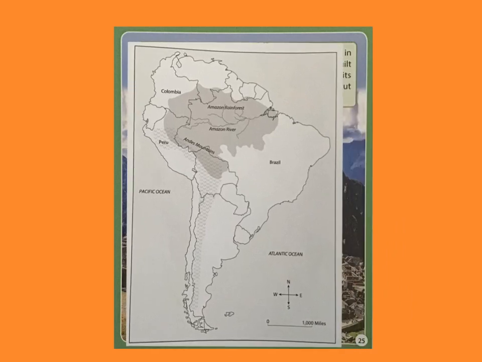So here's our continent of South America. And look, Peru is right here. See the borders? Here's the border of Peru. So this whole area is Peru. And then do you see all these little dark flecks? That's showing the Andes Mountains. So look at it. It's a really long mountain range.